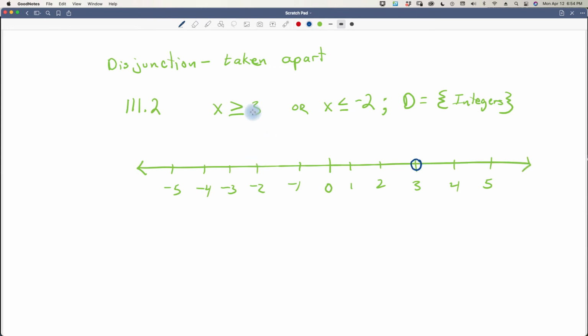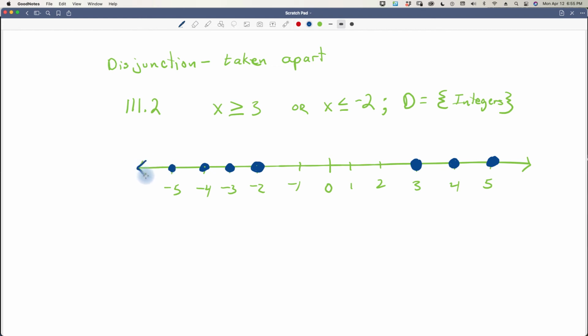We identified the x is greater than or equal to 3, so we filled in the 3. Because the domain is integers, we can only graph the integers that are greater than 3. And 3 is included because of the equal sign. All right, and so now x is less than or equal to -2, so we identify -2. There's an equal sign, so we can fill it in. But we can only graph integers, so we're going to go less than -2 and fill in our integers.